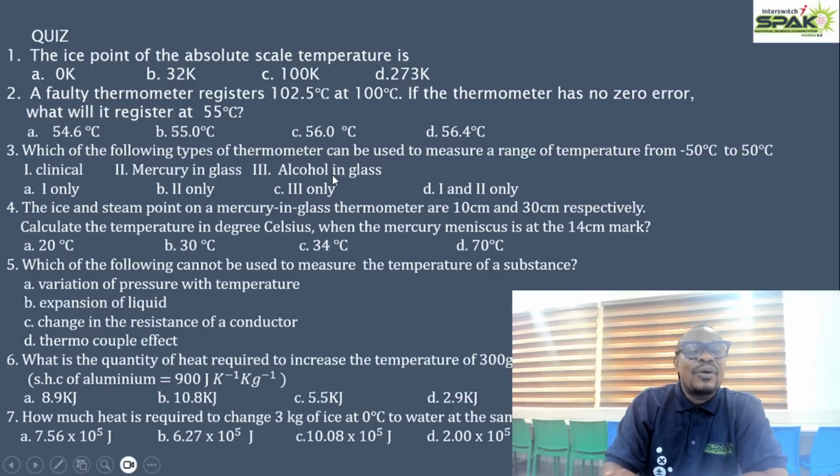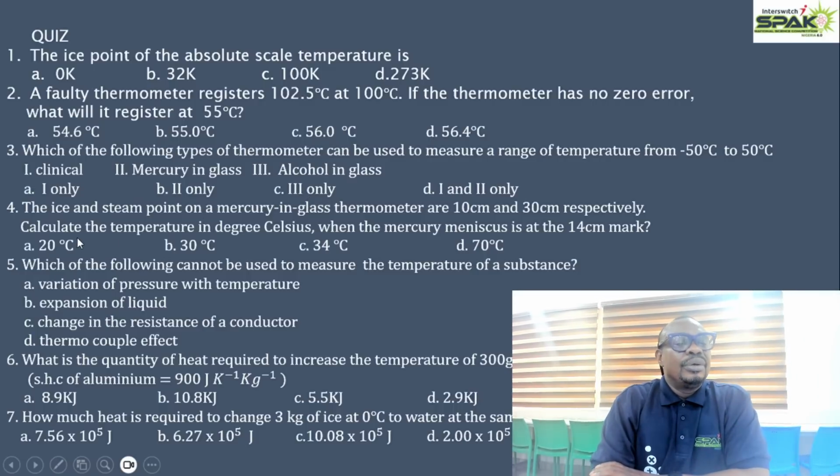What about your alcohol in glass? For alcohol in glass, we can use it to measure as low as minus 115 degrees Celsius, as you see here. Then what about the boiling point? Yes, the boiling point of alcohol is 78 degrees Celsius. That's above this particular point. So I think we have figured out our answer already. So we can go for C.